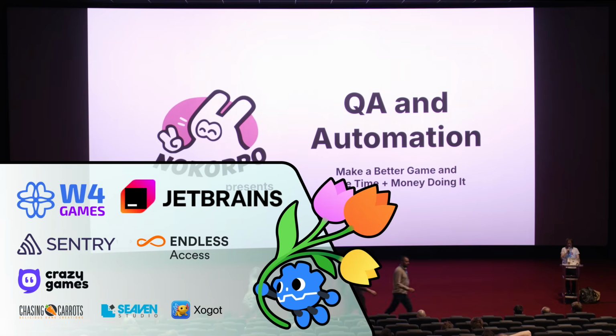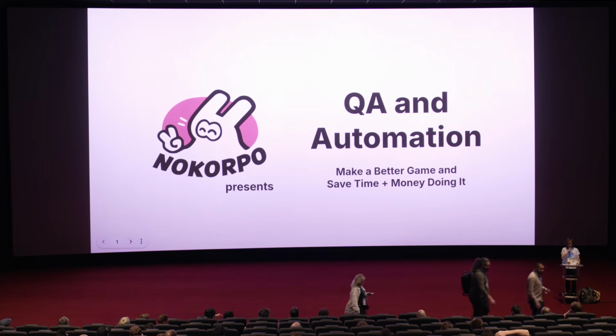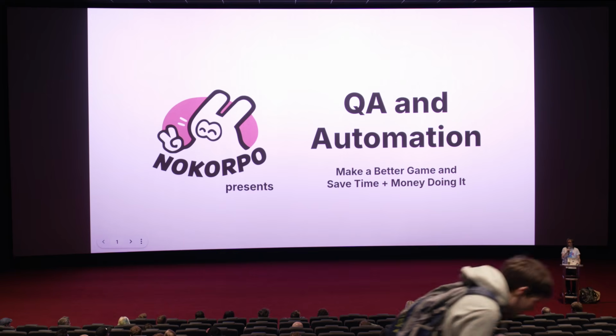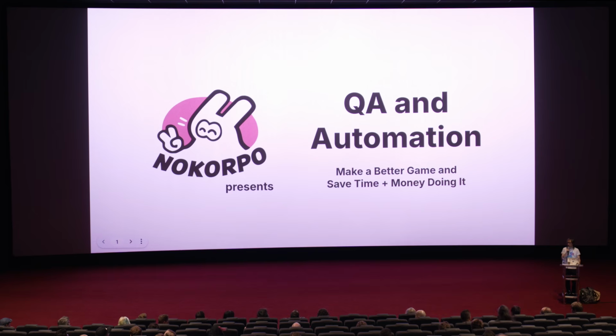Hello and welcome. This is the QA and automation talk, also known as QA for indies. We will talk about how to use QA practices and automated testing to make better games and do it for less money. The goal is to help indie teams and teams without a lot of resources to use these tools without spending a lot of resources, basically.